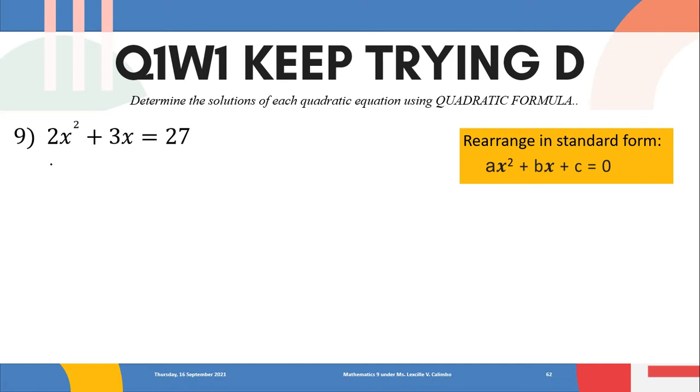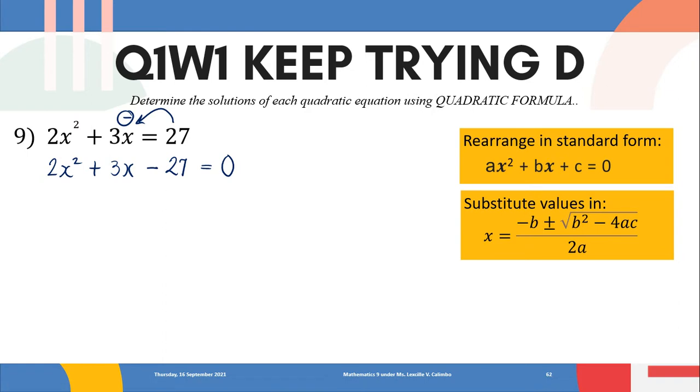So we write 2x squared plus 3x, and we transpose this positive 27 papunta sa left, making it a negative. So we write minus 27. And at the right, we just have equals 0.